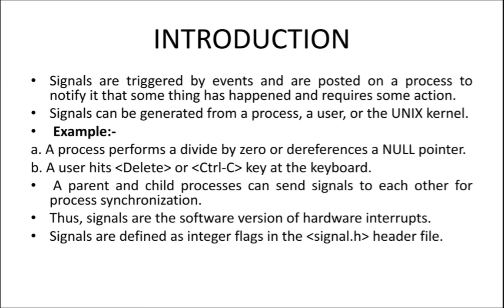For example, you can see here a process performs a divide by 0 or dereferences a null pointer. So the divide by 0 error needs to be notified. How are you going to do that? By sending the signal. Another example: if a user hits the delete key on the keyboard, obviously when a user presses any key on the keyboard, a signal will be sent to the processor to tell it that input is given by the user. So understood, guys?